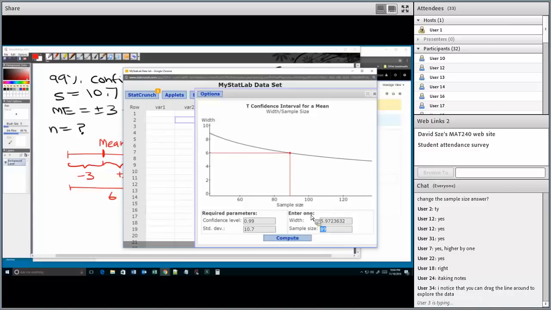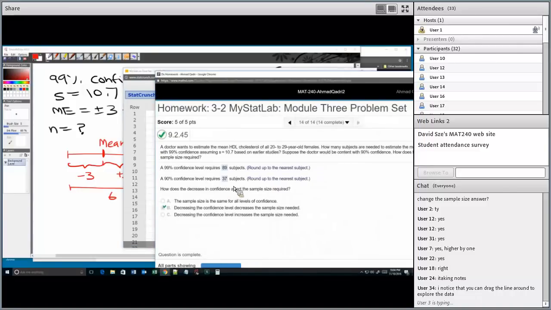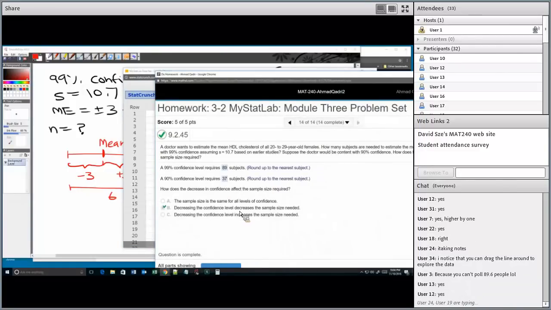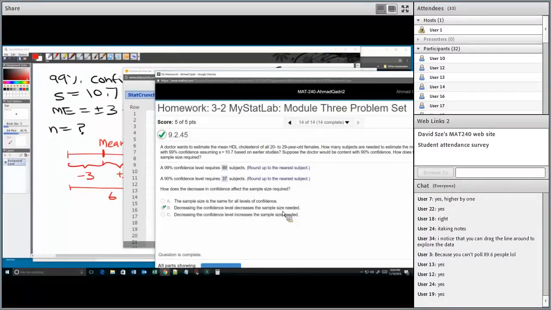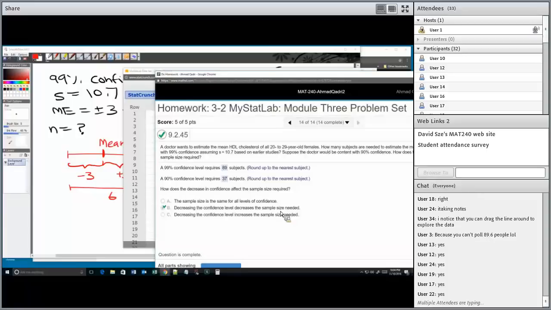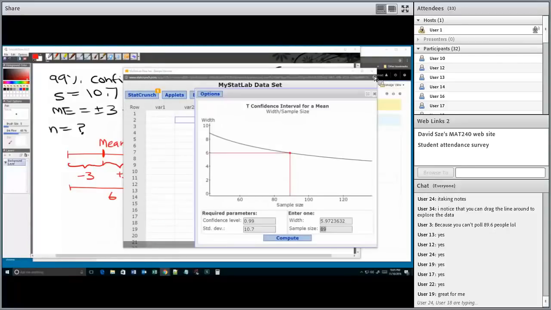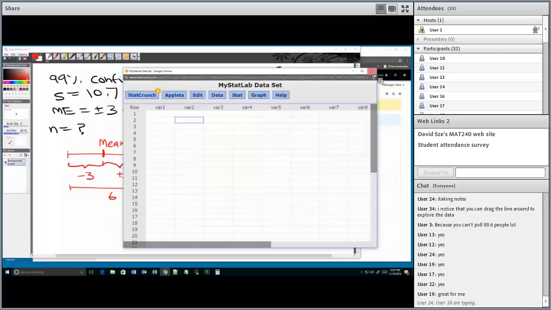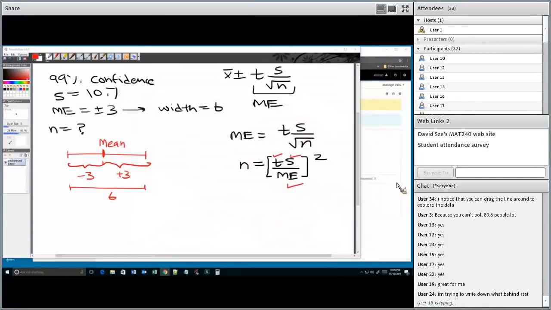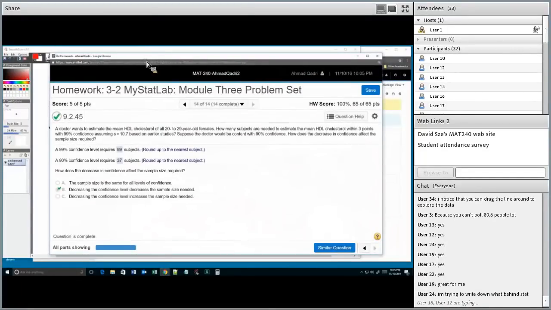Okay. So does this make sense? These are your answers. Decreasing confidence level decreases the sample size. That's exactly right. You can't poll 89.6 people, right? That's right. Okay, and that's it. So actually we're done early tonight. We have an early finish to the session.